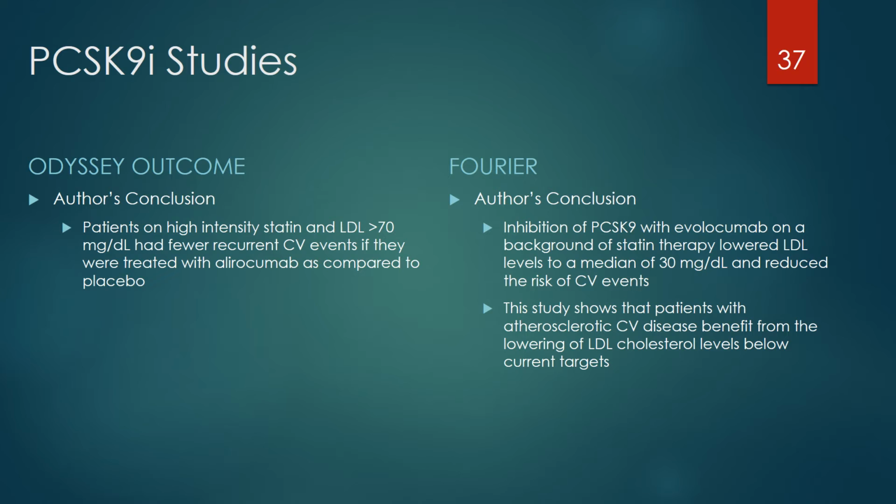So the authors concluded that patients on high intensity statin with LDL greater than 70 had fewer recurrent cardiovascular events if they were treated with alirocumab as compared to just placebo. And the FOURIER conclusion was pretty similar. Inhibition of PCSK9 with evolocumab on a background of statin therapy lowered LDL levels to a median of 30 milligrams per deciliter and reduced the risk of cardiovascular events. The study shows that patients with atherosclerotic cardiovascular disease benefit from lowering LDL cholesterol below current targets.